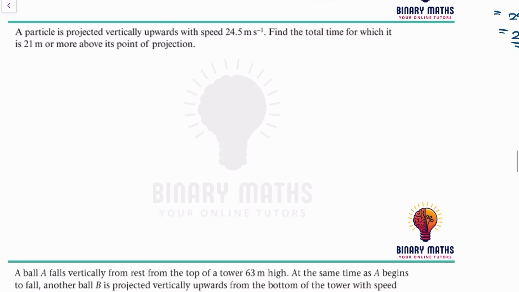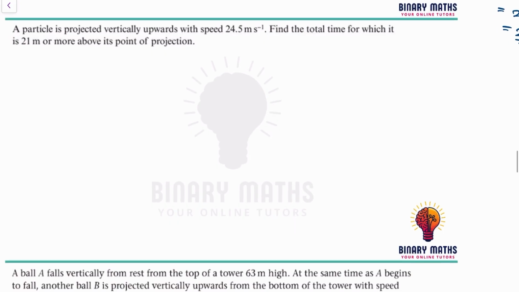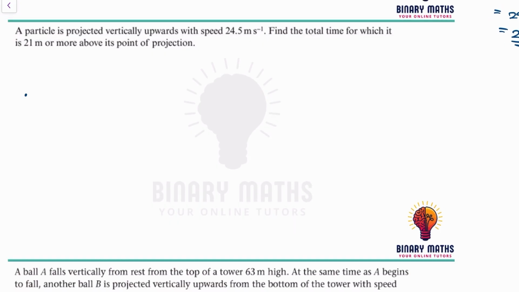A particle projected vertically upwards with a speed of 24.5 meters per second. Find the total time for which it is 21 meters or more above its point of projection. So it's traveling up and then down. We've got it traveling up first, positive up, going up. Acceleration is minus 9.8.